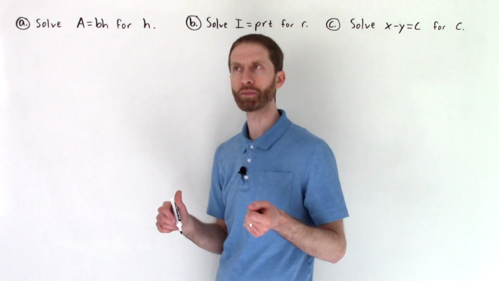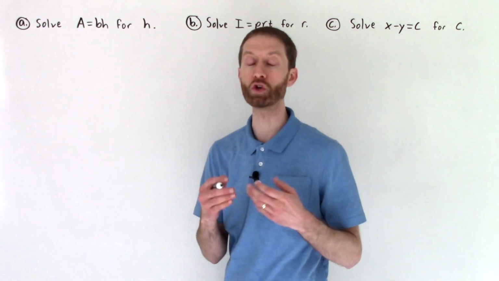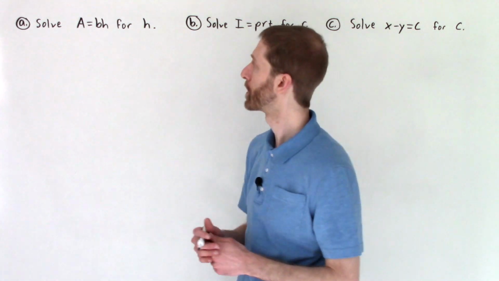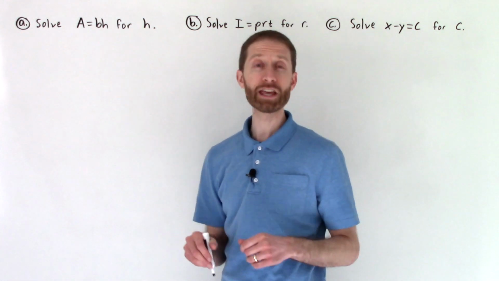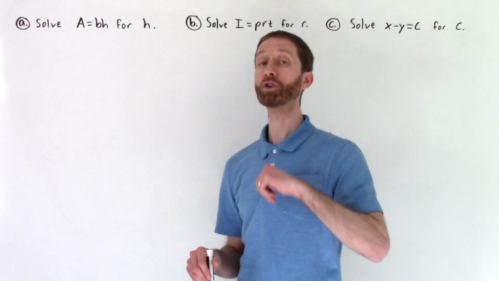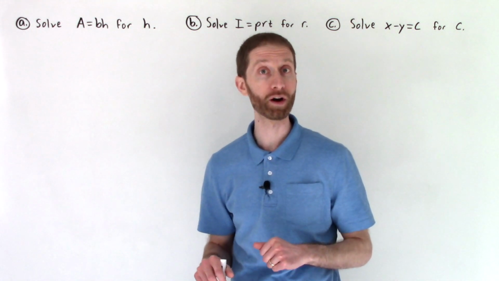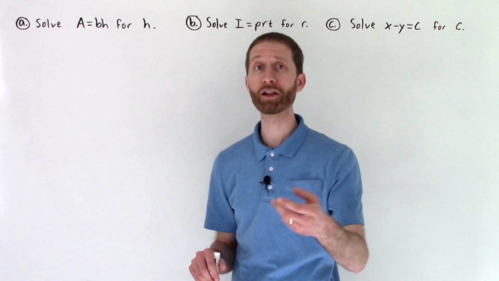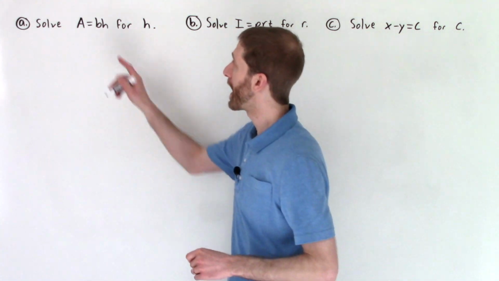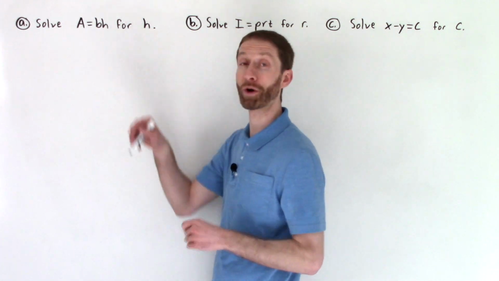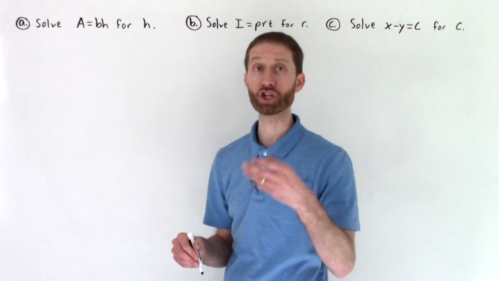So without further ado, I'm going to show you how to work through these, and then at the very end I'll talk to you about why it is that we even need to know how to solve equations like this. So in this we have A equals B times H. That might look familiar because it is the area formula for a rectangle, square, parallelogram, any one of those. So A equals B times H, we're going to solve that for H, meaning isolate H, get it alone.